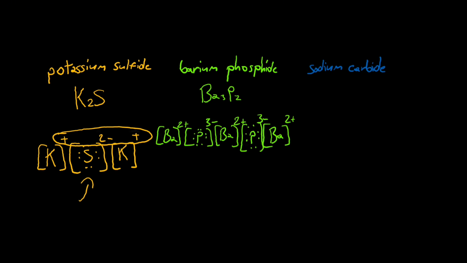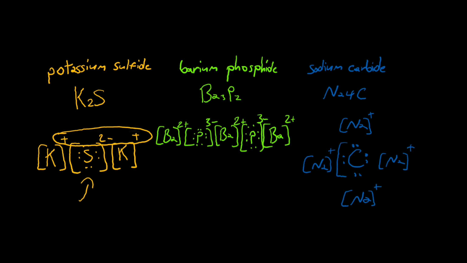And then finally we have sodium carbide, which is Na4C. We'll have to draw this one a little bit differently, but still it's the same idea. In the middle we will have the carbon, which requires 4 electrons to have a full octet. And thankfully there are 4 sodium atoms that have an electron they're willing to spare. And so this gives us a carbon ion with a negative 4 charge surrounded by 4 positive sodium ions. Everything is balanced, so everything seems to be good.